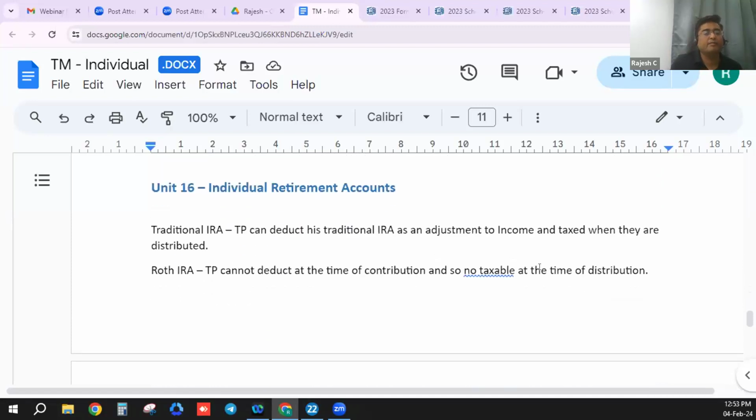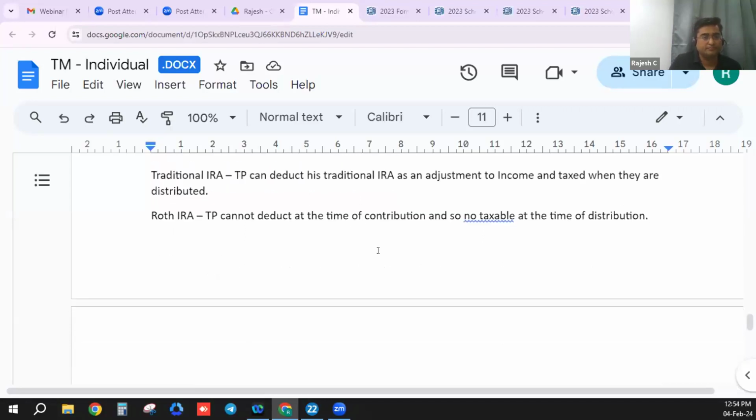And in Unit 16, we will cover individual retirement accounts. Individual retirement accounts means, just like in India we have LIC policies and provident fund, in the USA we have the traditional IRA, an IRA in which you will get deductions, and the Roth IRA.